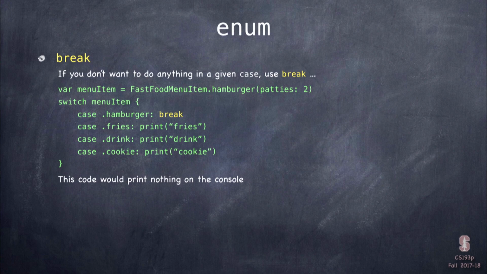All right, so if you have one of the cases and you don't want to do anything, you can just break. Break means break out of this switch. So that's a way to do nothing in this case. So right here, this code would print nothing because the menu item is a hamburger with 2 patties, and that hamburger case does nothing, so it would just break out and do nothing.